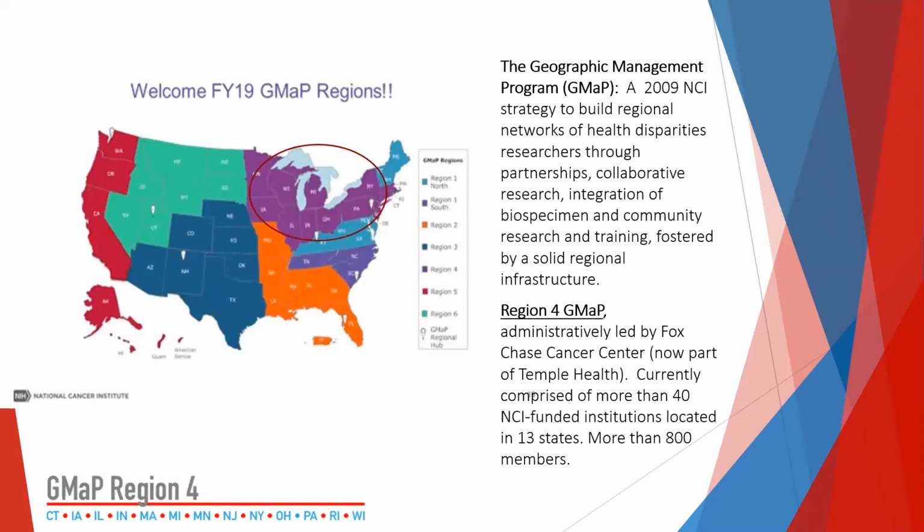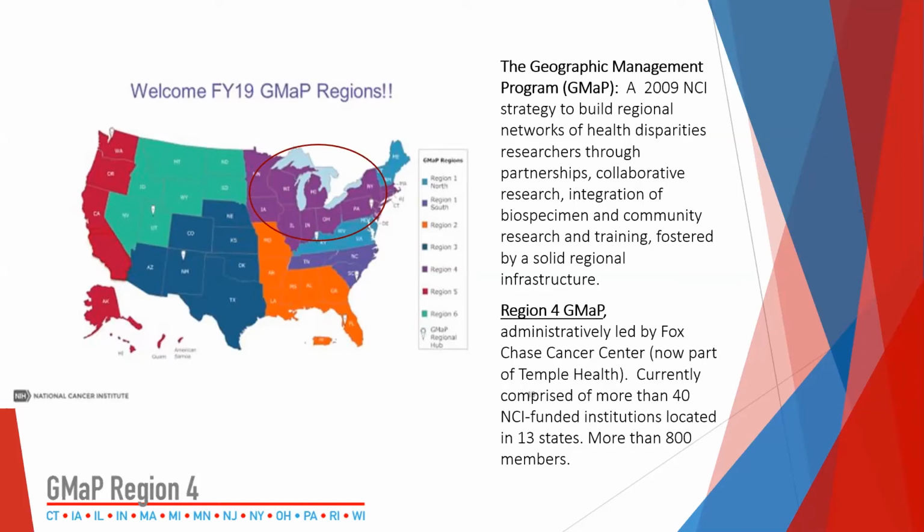As you can see here, we have 6 regions throughout the country, and the GMaP program, which started in 2009, is an NCI strategy to build regional networks of health disparities researchers, both those who are interested in disparities and also those who are underrepresented scholars, with the idea of really building strong infrastructures and supporting the career development of those investigators. The Region 4 office is located at Fox Chase Cancer Center, and we serve the 13 states that you see circled here in purple.